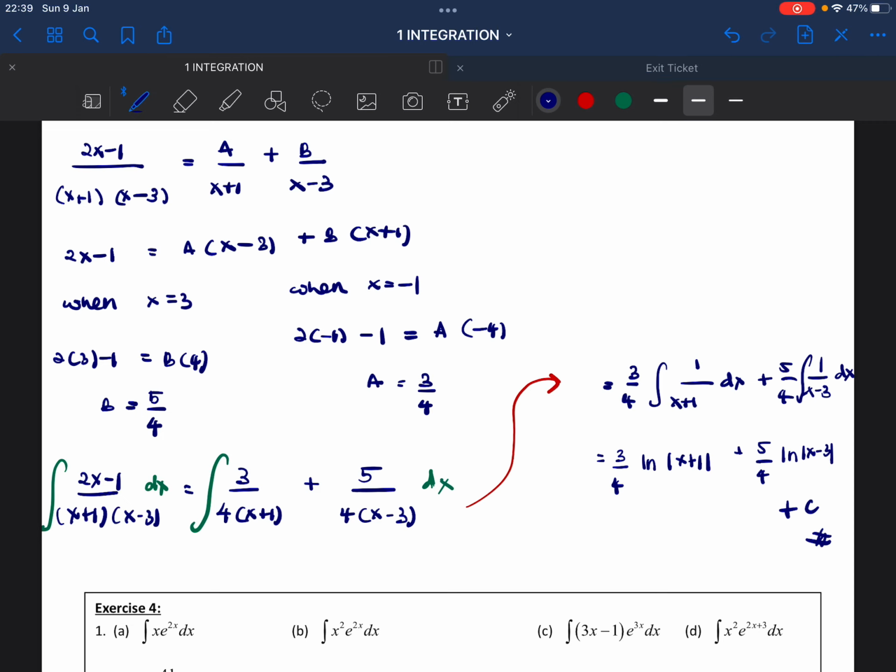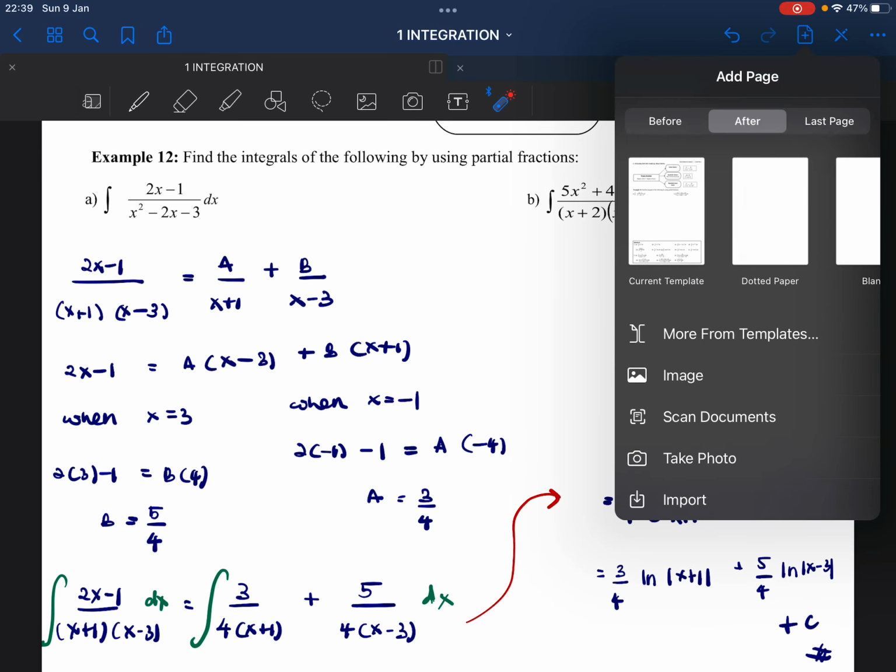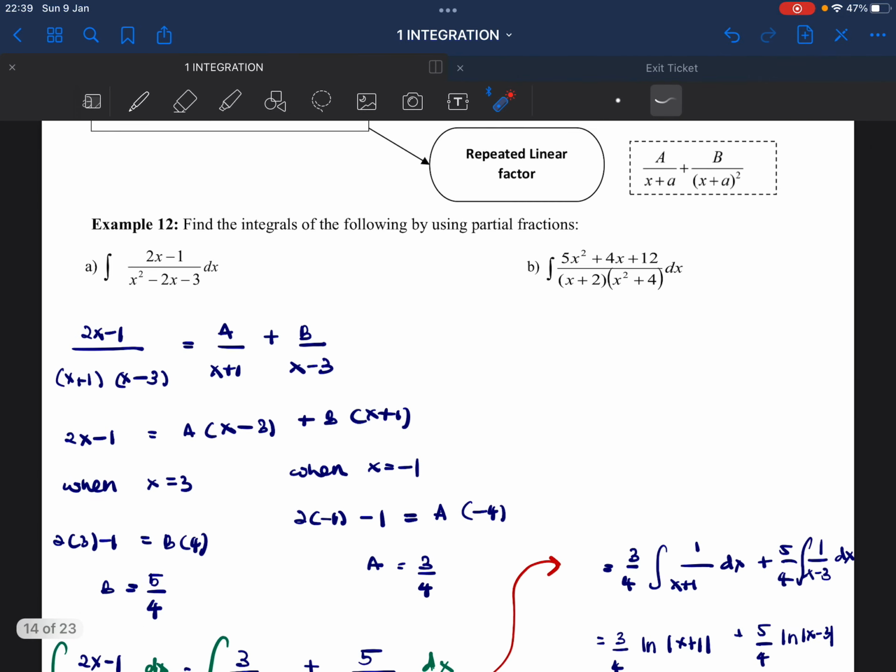So very easy. If you know your partial fraction, decomposition of partial fraction, find your constants, then just integrate the answer from your partial fraction. Okay, so let's try question B. Let's do question B, the last question here.